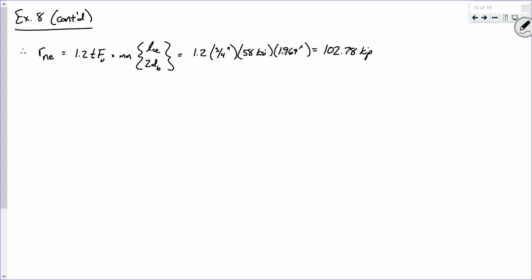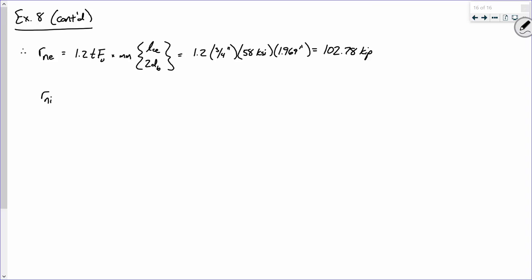Now, 2 points I want to make. So again, that is the capacity for just a single bolt. But one thing we have not done yet is we have not applied phi. We have not applied our resistance factor. Don't forget to do that at the very end. All right. So that's Rn for an edge bolt.